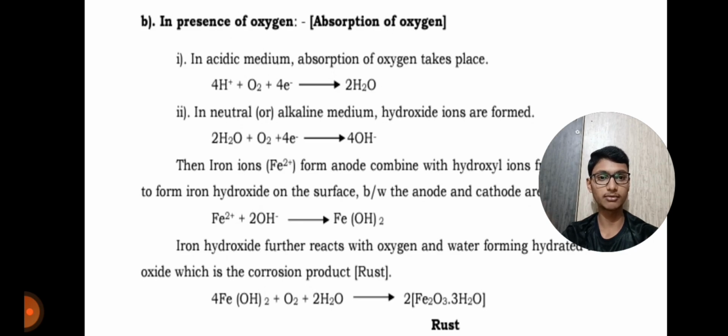Then the Fe2+ formed at the anode combines with hydroxyl ions from the cathode to form iron hydroxide on the surface between the anodic and cathodic areas. Fe2+ plus 2OH- gives rise to Fe(OH)2, which is nothing but ferrous hydroxide, or iron hydroxide. This iron hydroxide further reacts with oxygen and water, forming hydrated ferric oxide, which is the corrosion product rust. So, 4Fe(OH)2 plus O2 plus 2H2O give rise to 2Fe2O3.3H2O, which is called hydrated ferric oxide or rust.